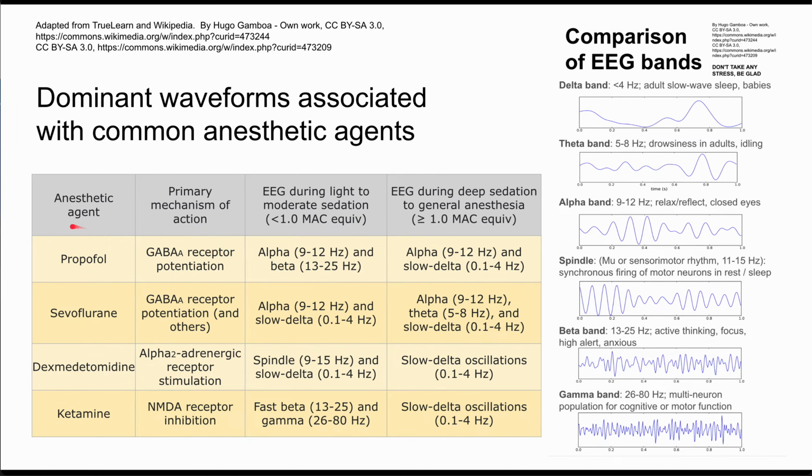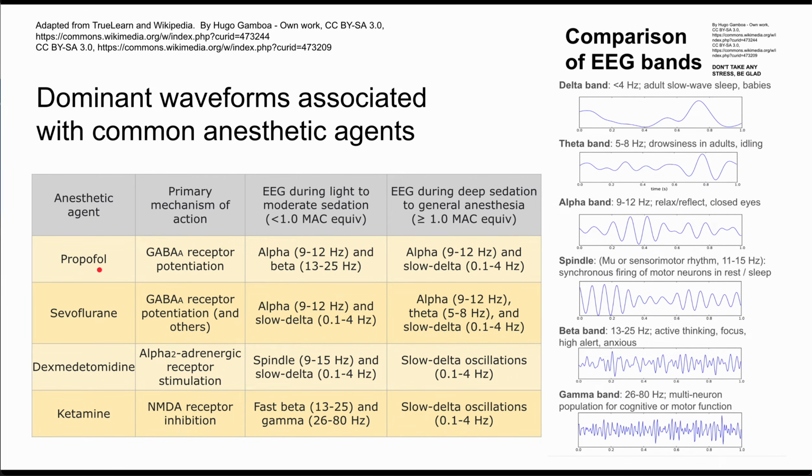Next, let's take a look at this table to see the dominant waveforms with each anesthetic agent. Anesthetic agents are shown in the leftmost column. The next column shows the primary mechanism of action. These last two columns show the dominant waveforms, using this as a reference, during light sedation and deep sedation to general anesthesia. So less than 1 MAC equivalent and 1 MAC equivalent or greater, respectively. So lighter sedation, heavier sedation to general anesthesia.